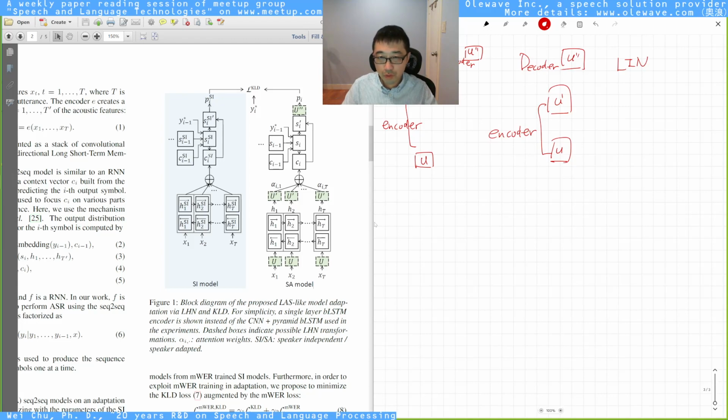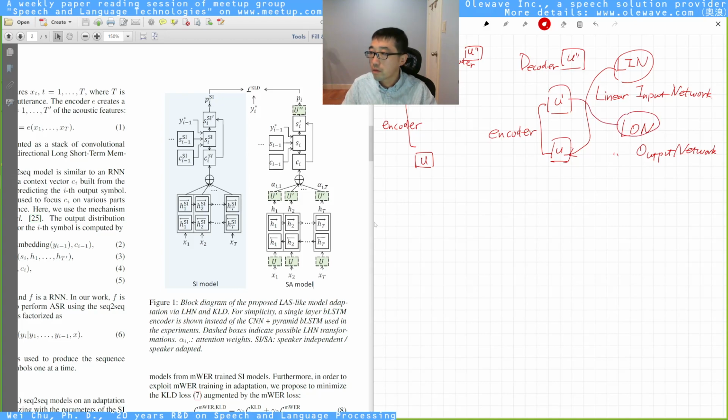So I think this traces back to the adaptation in the acoustic modeling, but I don't want to cover that today. It's called a linear input network, I think. And this one is a linear input network. And they have LON. It's called linear output network. These are the LONs.